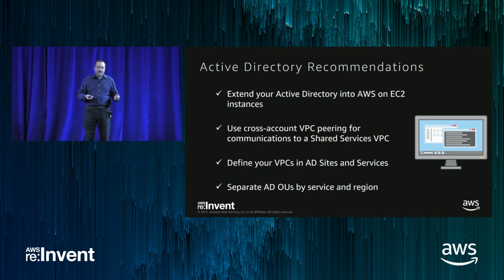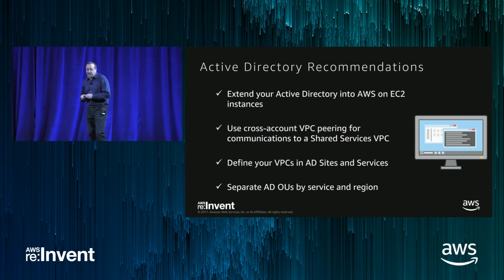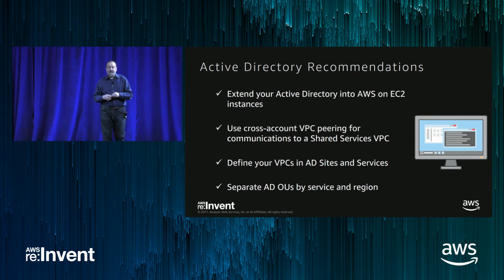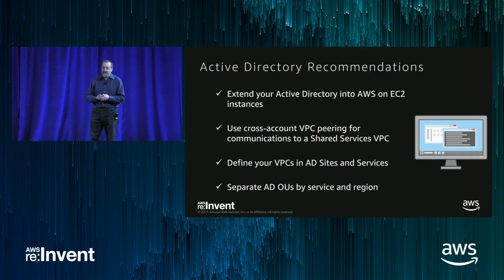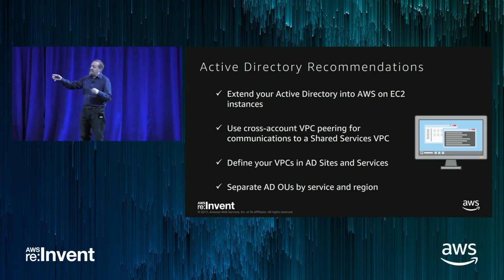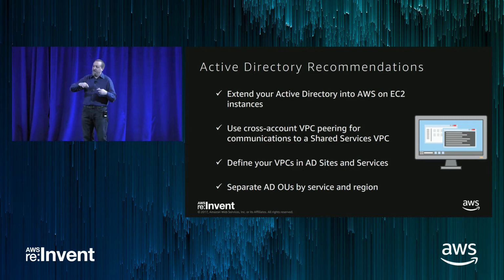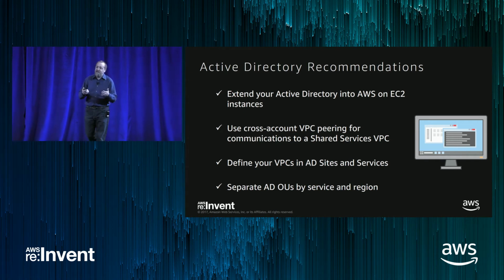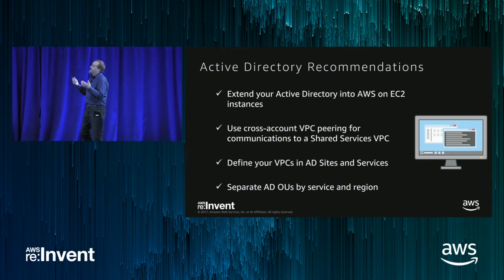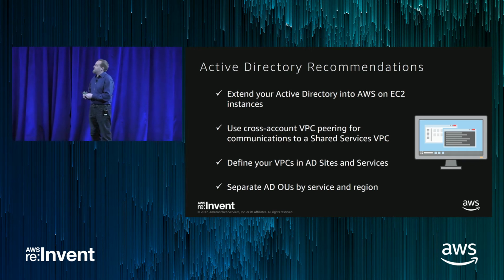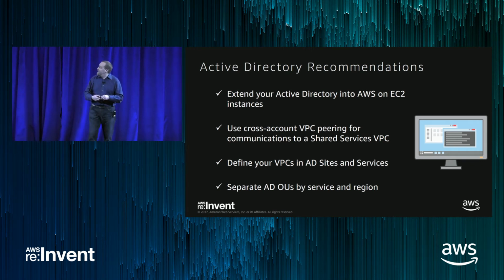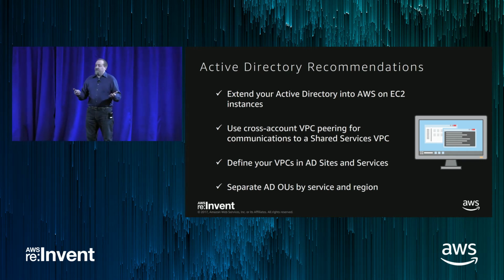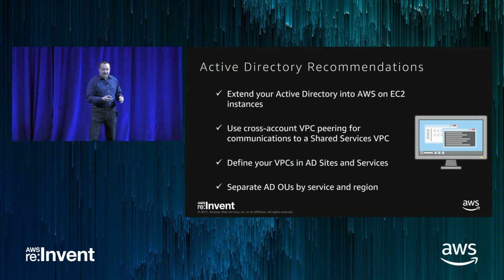Use cross-account VPC peering for communications to a shared services VPC. And then define your VPCs in AD sites and services. I see a lot of people that will set up AD and then forget to go and modify that sites and services piece, so the communication still goes wherever it randomly feels like going. You want to make sure that you've actually defined the sites in AD sites and services so that your workspaces and your AppStream instances know how to respect the AD site.